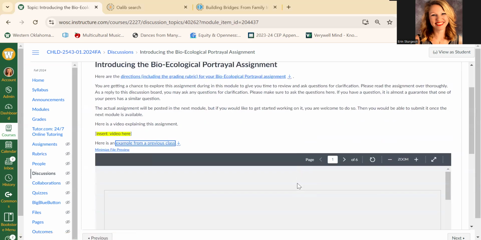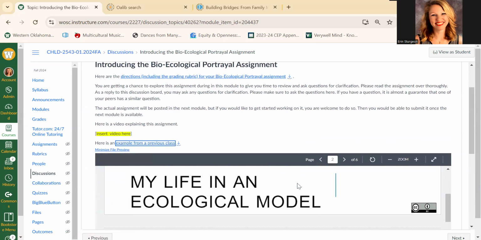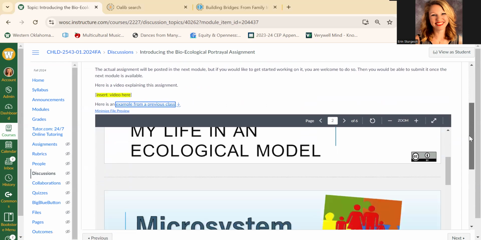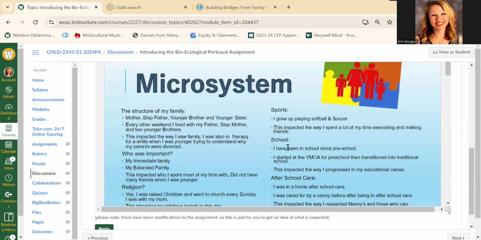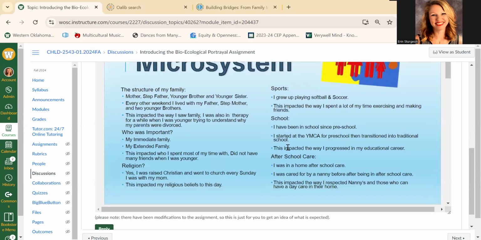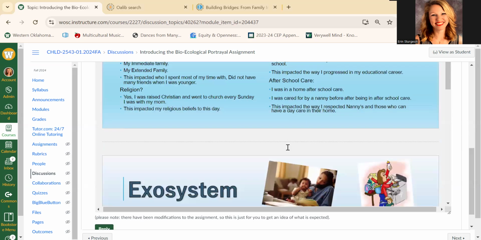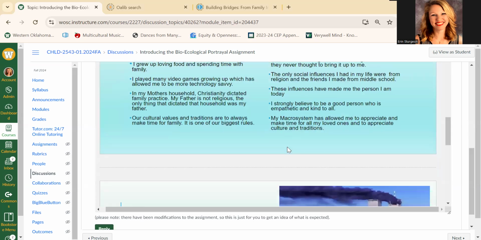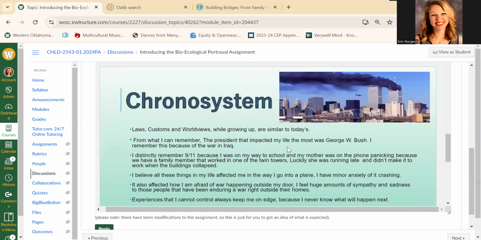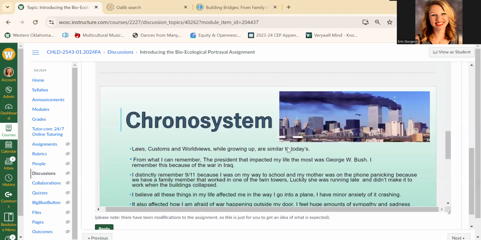This person did a PowerPoint, and they did basically a slide per system. Notice they've got a lot of detail here. They did a lot of brainstorming. And then here's the exosystem, and they just continue on. So think about things like this.